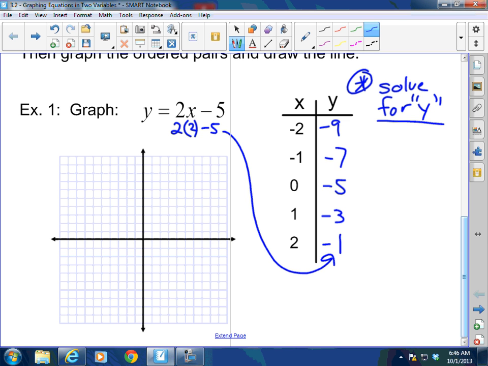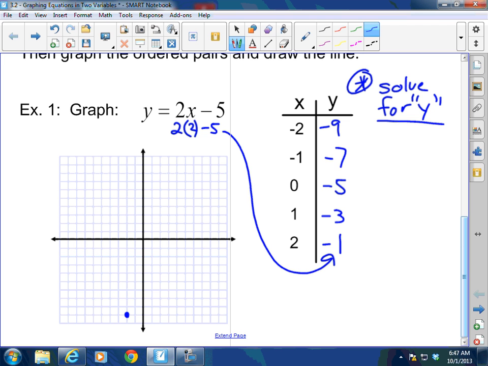All right, so now I have my points. I've got -2, -9, so that's right here. Got -1, -7. 0, negative... Oh, wait a second. Something's wrong here. That's because I messed up here.